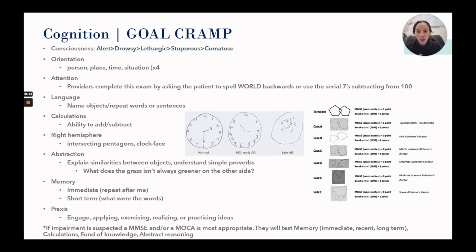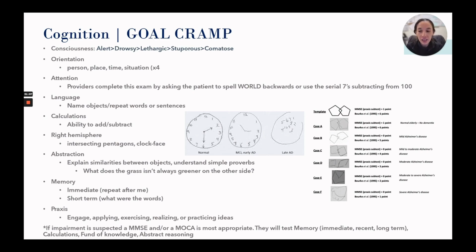They may name objects or have them repeat words or sentences. They may look at calculations. To test the right hemisphere, they're using the intersecting pentagons and also the clock face. And we won't be diagnosing these things, but it's interesting to know. We can see a normal clock, and then we can see this clock where the numbers at the top are spaced out a lot, and this shows an early Alzheimer's disease. And then we have this other clock where the numbers are all jumbled together, and that's going to be a late Alzheimer's disease. So it's an interesting test.